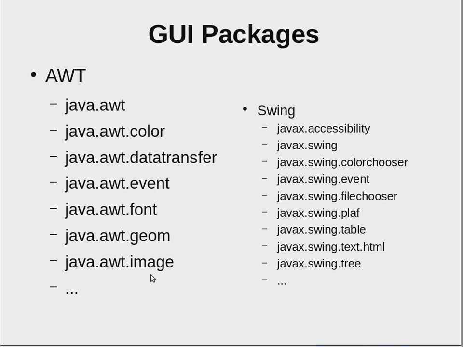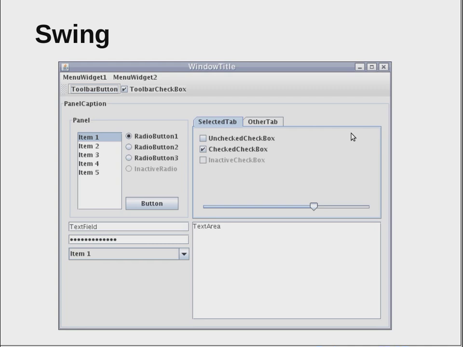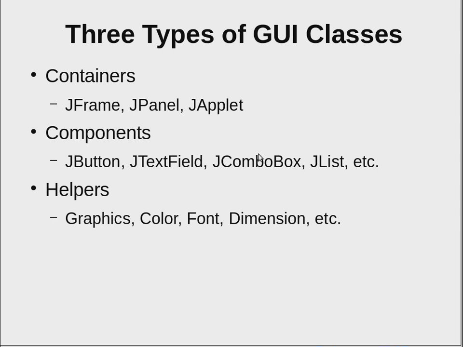And here are the packages, how these are put. AWT is in java.awt, and Swing is put into javax.swing, and some part also in accessibility. And this is how a Swing application looks in default mode in different operating systems on different platforms.